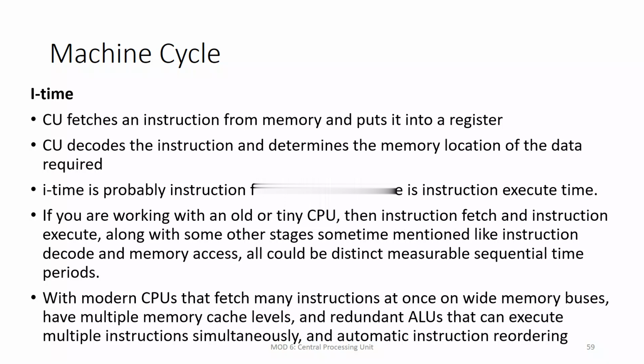Now, if you are working with an old CPU, then the instruction fetch and instruction execution sometimes take some stages, and the memory access could be distinct in terms of the measurable sequential time period that it takes. That's why computers have different speeds of executing tasks.